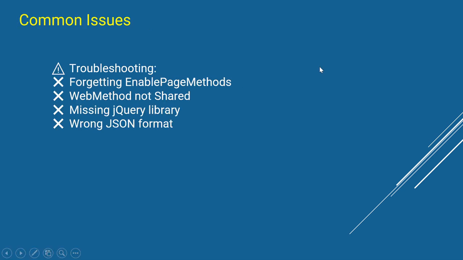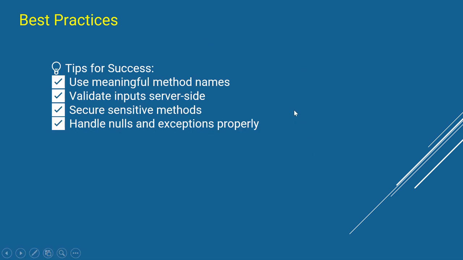Watch out for common issues like forgetting to mark the method as shared or sending invalid JSON. Most errors come from these small missteps. To build robust AJAX-enabled web forms, follow best practices. Sanitize inputs, secure your methods, and make sure your app doesn't break on unexpected input.